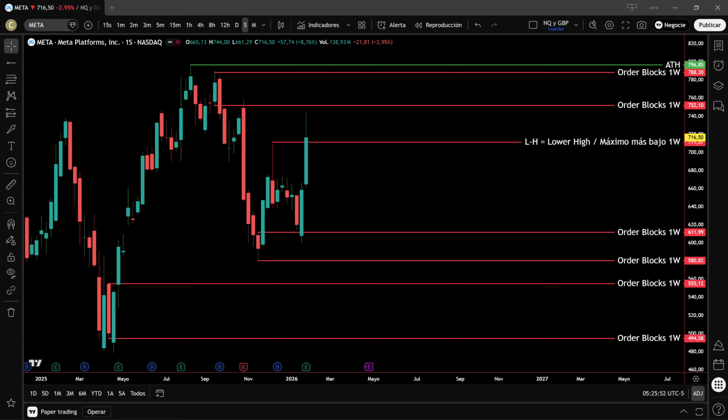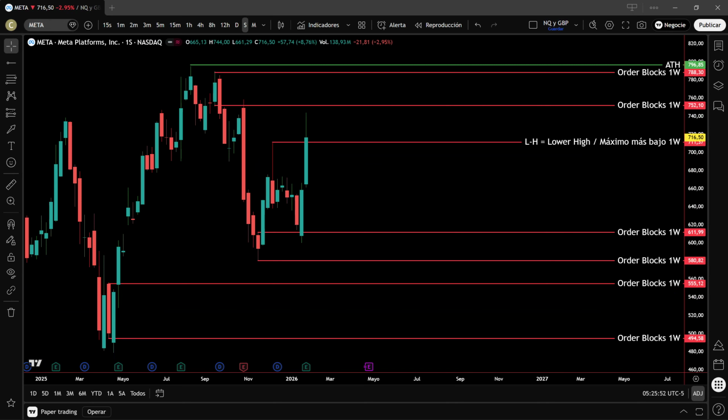We have a series of staggered weekly order blocks at the $611.99, $580.82, and $555.12 levels. These blocks act as high probability zones for contract re-accumulation by institutional investors. As long as the price remains respectful of the $500 area, where we locate the major order block, the long-term bias remains constructive. This roadmap guides us to seek precision entries on lower timeframes, taking advantage of retracements toward these identified demand levels.